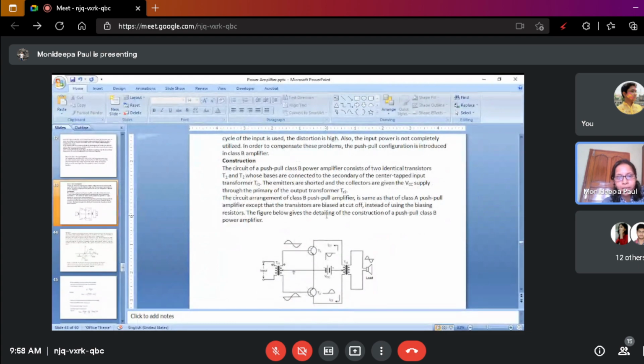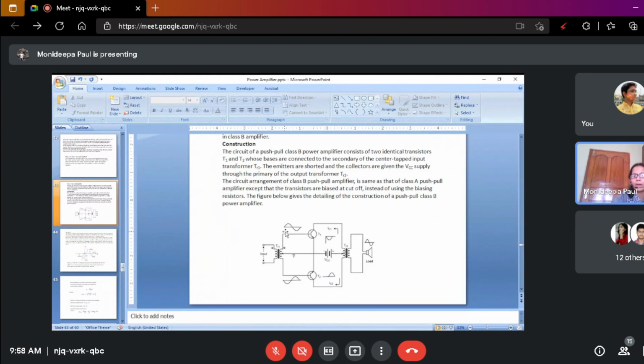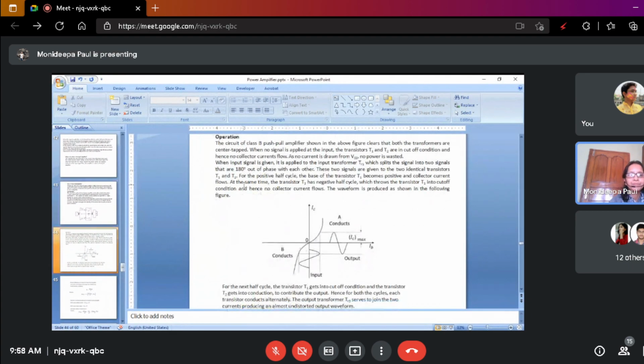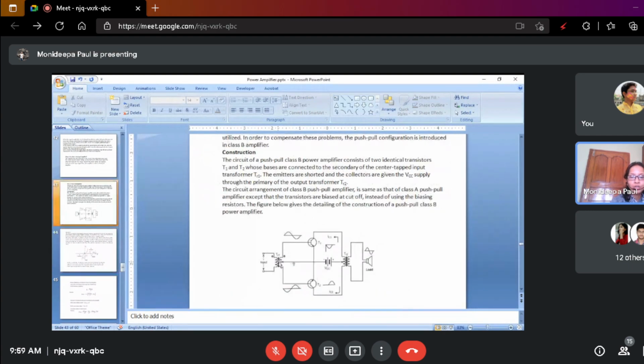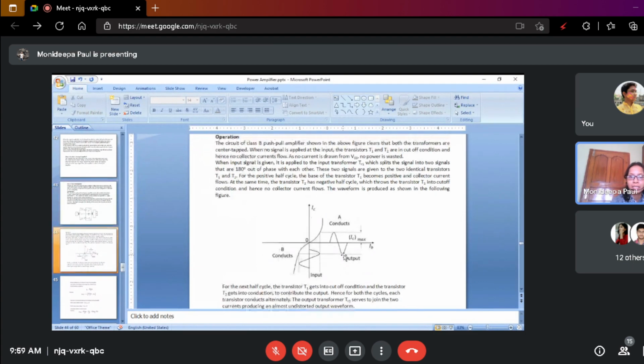The figure below gives the detail of the construction of push-pull class B power amplifier. Operation: the circuit of class B push-pull amplifier shown in the above figure makes clear that both the transformers are center tapped. That means the secondary winding of this transformer and the primary winding of this transformer are center tapped. When no signal is applied at the input, that is the zero signal condition, the transistors T1 and T2 are in cut-off condition.